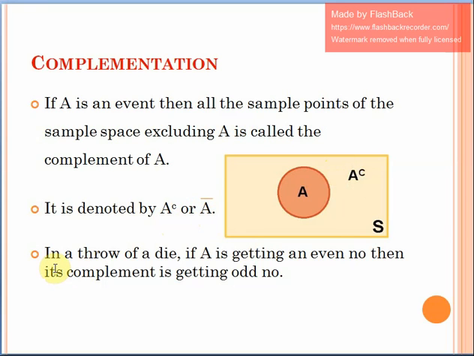Take an example. In a throw of a die, if A is getting an even number, then its complement is getting an odd number. So if A is an even number, then A complement, which means not A, is represented by odd number.